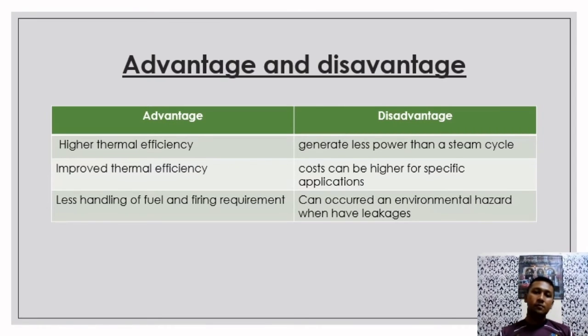And the disadvantage of the Rankine cycle: it generates less power than the steam cycle, so it is below the steam cycle. And its cost will also be higher for a specific application. And then the last one, it can cause an environmental hazard when the system of the Rankine cycle has a leakage. And that's all from vapor power plant.